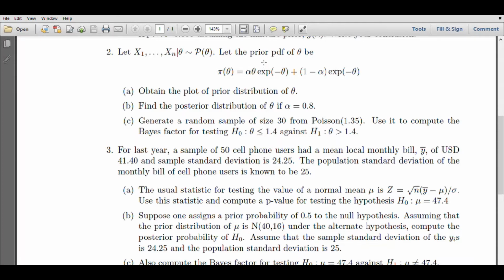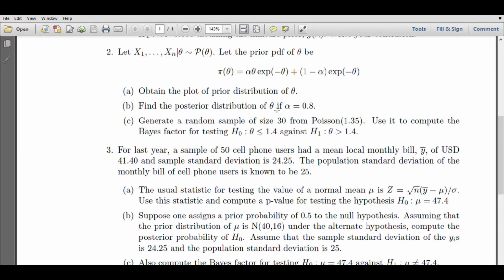If you notice carefully, theta e raised to minus theta is a gamma PDF, and e raised to minus theta is the standard exponential distribution, which again can be treated as a gamma PDF. So basically the prior distribution of theta is a mixture of two gamma densities. So the question is, first obtain the plot of the prior distribution of theta. We will do this in R.